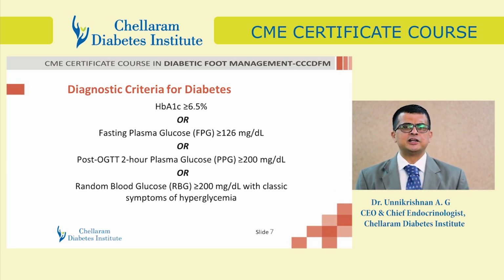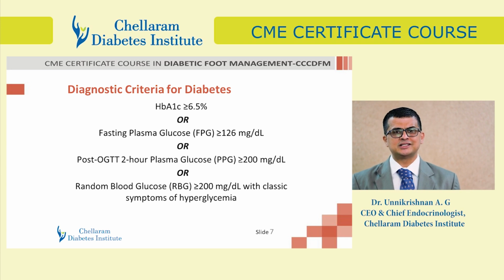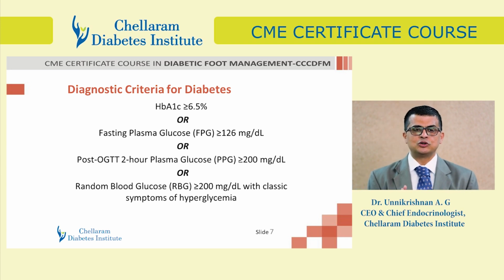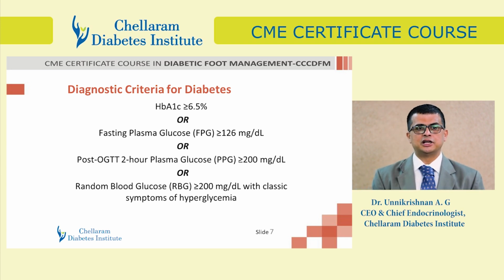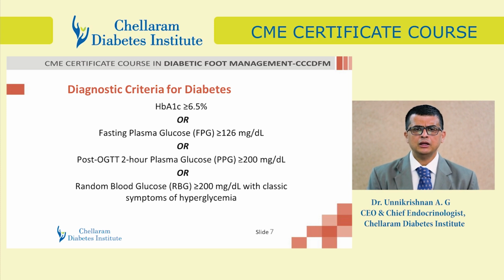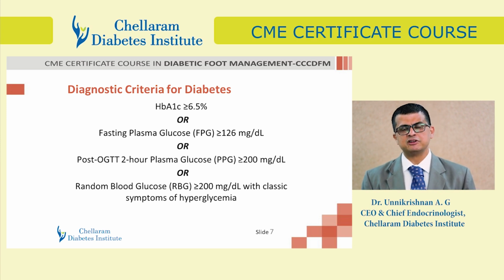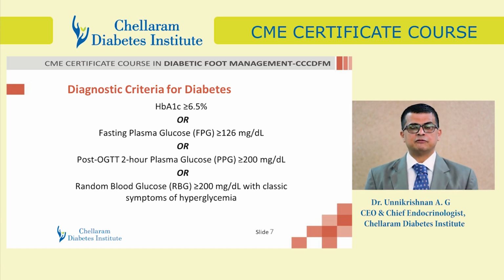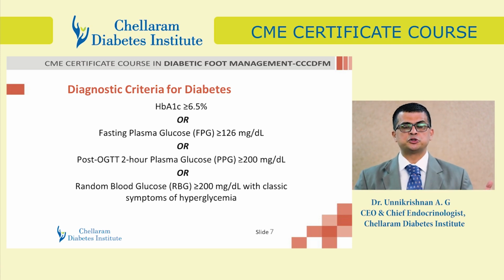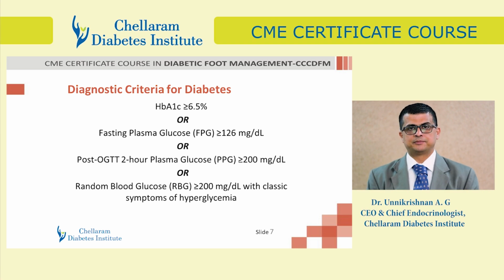Now, this slide is very, very important, and I'd like you to focus on this slide because this slide talks about the diagnostic criteria for diabetes. So the common and easy way to diagnose diabetes in today's world is to do an HbA1c. As you know, the HbA1c is a single blood test that does not require fasting. Patient can give it at any time of the day, and that single blood test will give us the average blood sugar for the last 3 months.